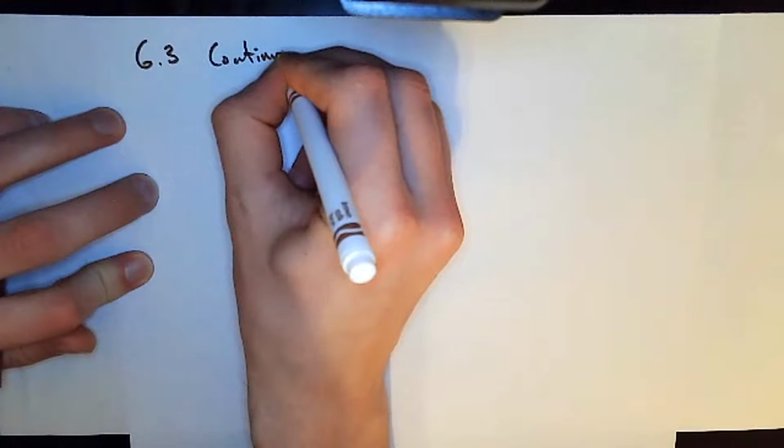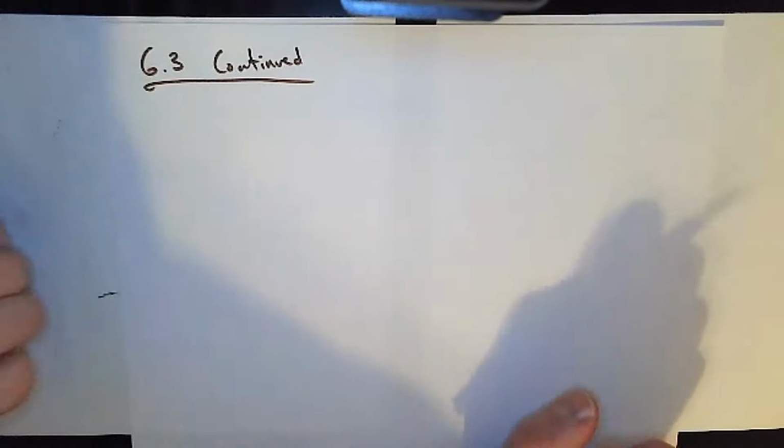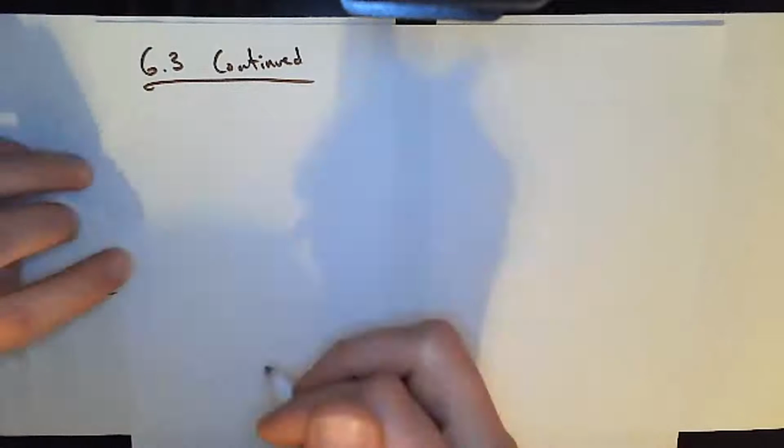What are we doing? Section 6.3 continued. So we're talking about graphs of sine and cosine functions.